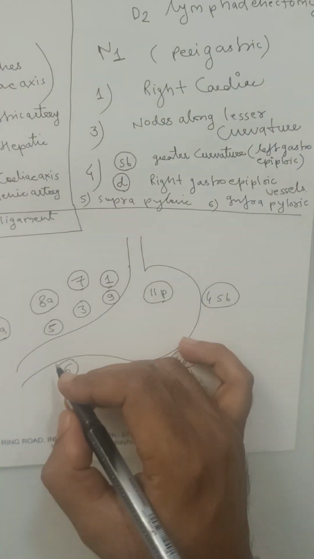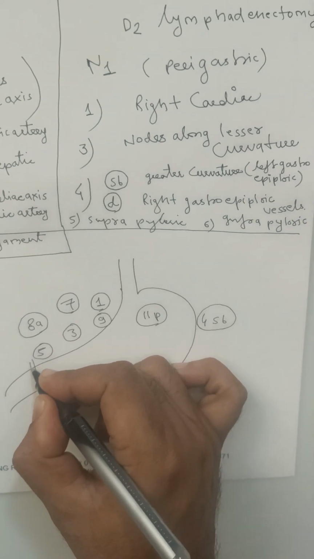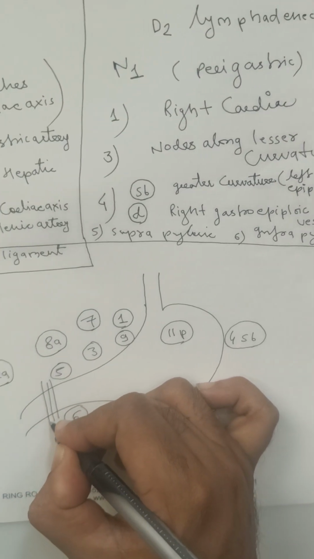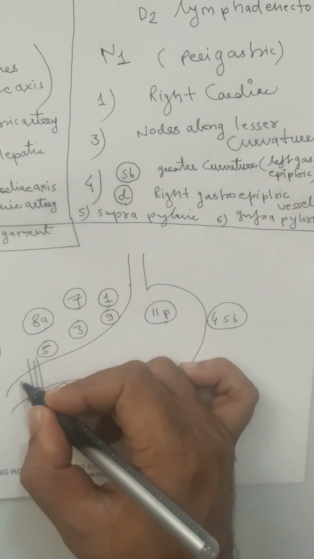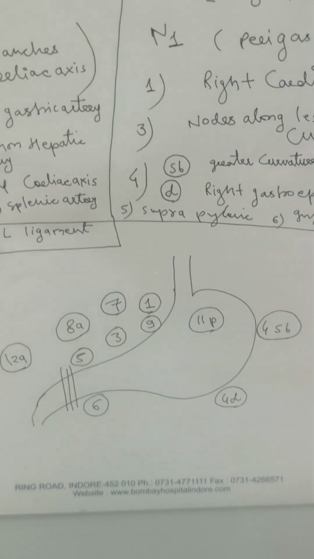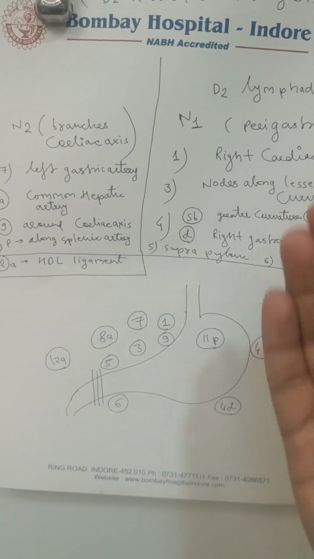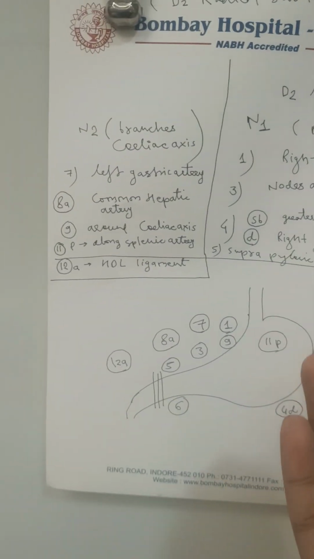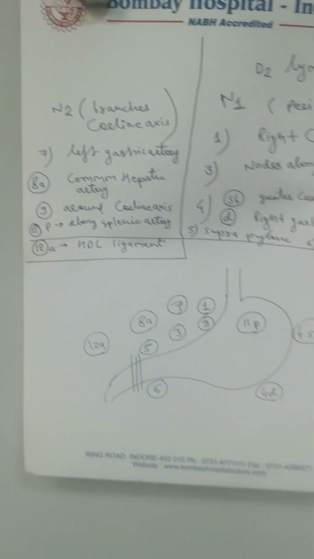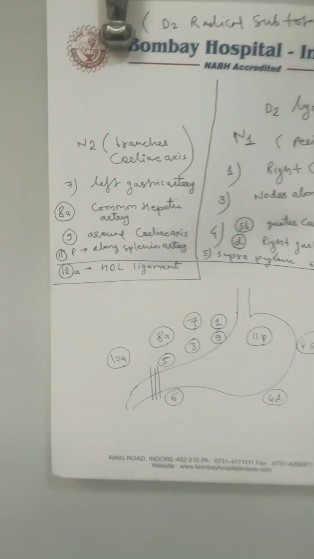And then you have to divide the duodenum, D1. Generally, nowadays we are doing it with the help of a stapler. So these are the 5 and 6. So this is the N1 lymph node. These are the perigastric lymph nodes. Now you have to come to the N2, the branch lymph nodes along the vessel.